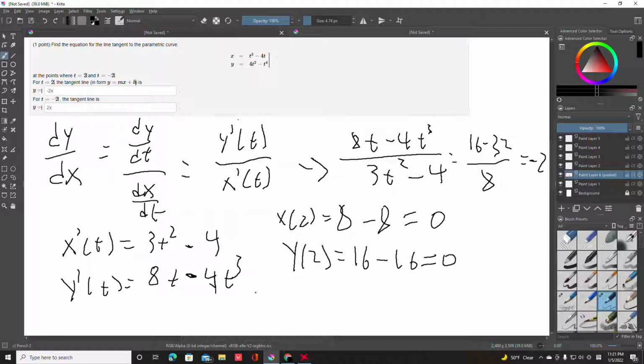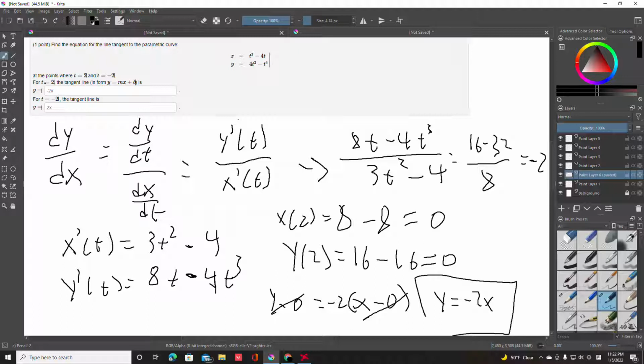So if you put this into the point-slope format, you would get y minus 0 is equal to negative 2x minus 0. They're both zeros, so it doesn't matter. We just get y equals negative 2x. So that is the answer to this one. They want you to do the same thing for t equals negative 2, so just use what I did here to figure out the second answer.